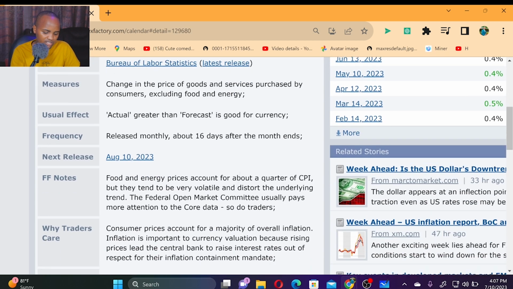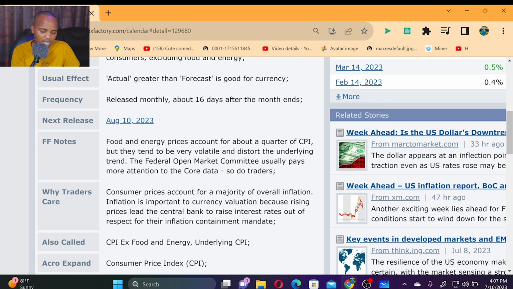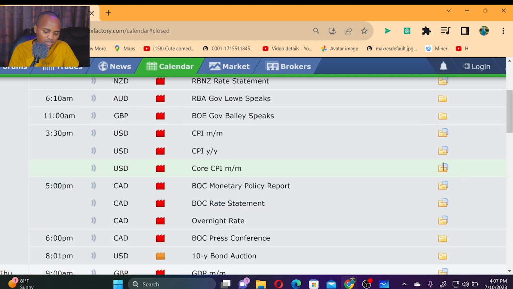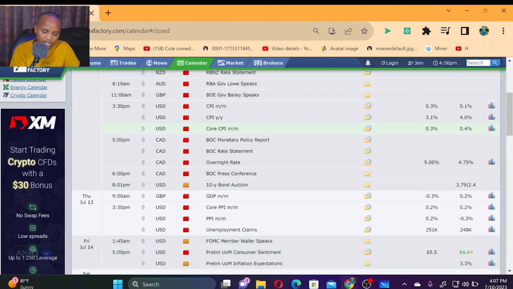As you can see over here, food and energy prices account for about a quarter of CPI, but they tend to be very volatile and can obscure the underlying trend. The Federal Open Market Committee usually pays attention to the core data, and so do traders. So this is the CPI excluding those items, called core CPI. When it comes to inflation, you can focus on the CPI YY and the core CPI. That is what you should be checking around that area.